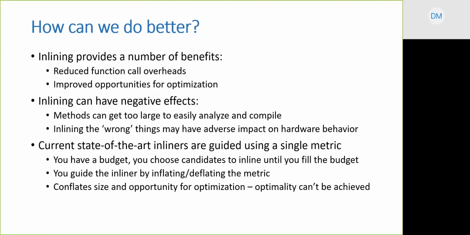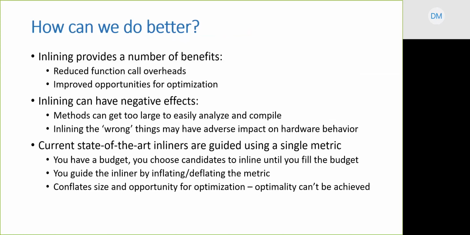Now, inlining can also have negative effects. If the method gets too large, it can be hard for it to be easily compiled. You may run out of resources, or the time complexity of some of the optimization algorithms may become a limiting factor on being able to do something useful with it. And inlining the wrong things can have an adverse effect on hardware behavior. If you inline lots of stuff, but it's not stuff that actually runs, you're going to reduce the locality. You can have all kinds of other negative effects.